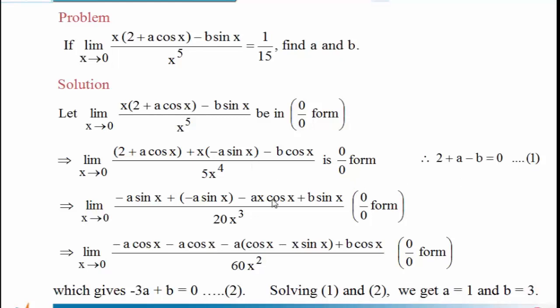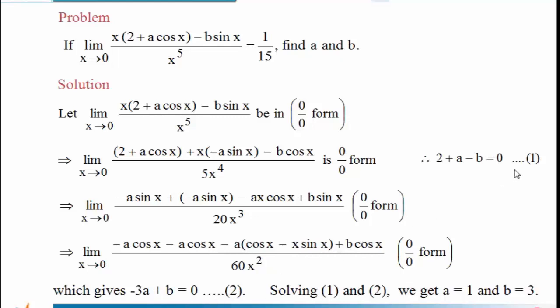Now again apply L'Hospital rule, we get this term. The derivative of the denominator is 20 x cube. Again replace x by 0, we get again 0 by 0 form. Again apply L'Hospital rule, we get such a denominator and such a numerator. If you replace x by 0, then the denominator will be 0, but for the numerator, because cos 0 is 1, minus a means minus 3a, here 0 plus b equal to 0.